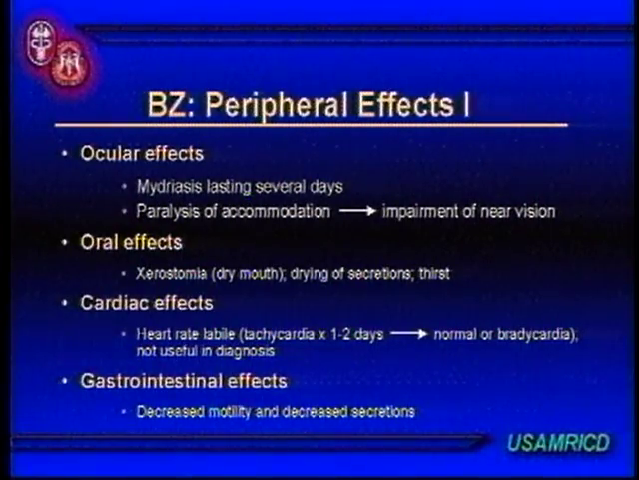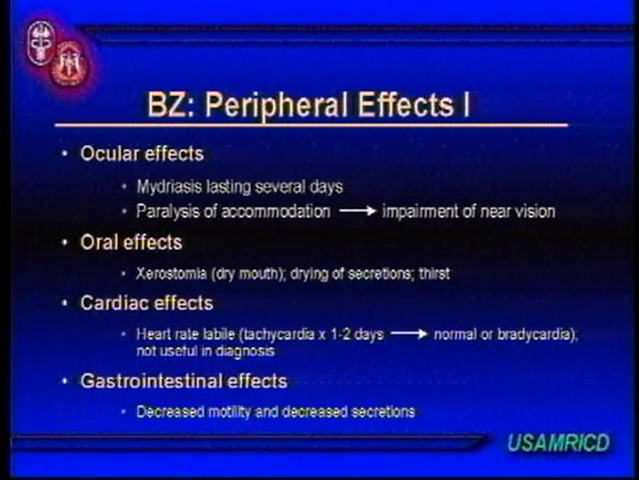And what are the peripheral effects? Well, we know the peripheral effects because they're just the opposite of what you've been drilled ad nauseam concerning nerve agents. So whereas the nerve agent effect on the eye is miosis, what's the effect of BZ on the eye? Mydriasis, okay? Paralysis of accommodation, okay. What are the oral effects? Since nerve agent made you wet in the mouth, what will BZ do? Give you a dry mouth.